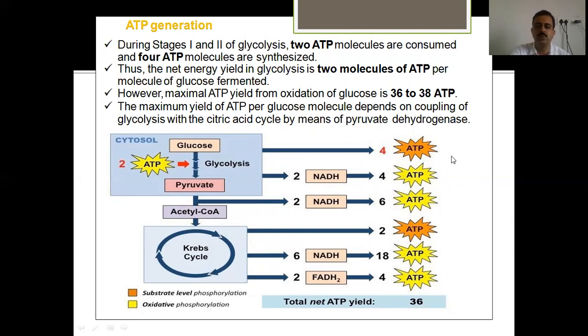Correct? So this is all in terms of the process of glycolysis, which is one of the important processes, and it is also called the EMP pathway.